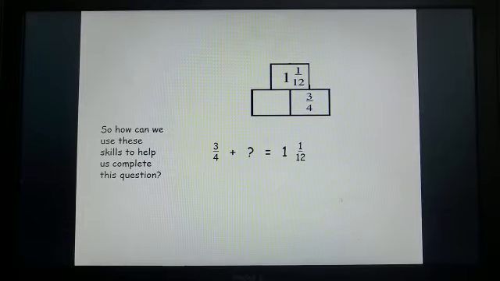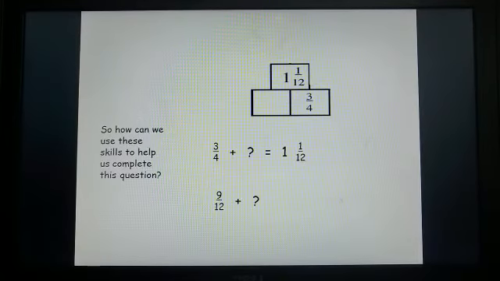Now from previous lessons, we know we need our denominator to be the same to be able to add them up. So what is the common multiple of 4 and 12? We know that the common multiple of 4 and 12 is 12. So I need to change the first part of my fraction to twelfths. What do I multiply the 4 by to get 12? I multiply it by 3. So if I multiply my denominator by 3, I multiply my numerator by 3. And if I do that, I get 9/12.